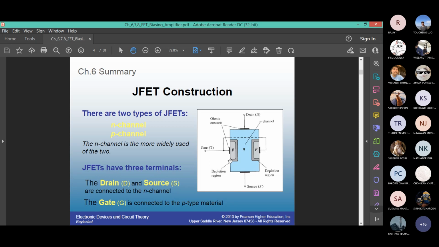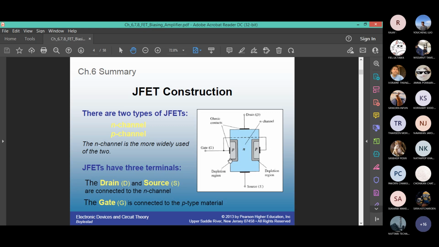In BJT, you have NPN or PNP. In this one, the main structure is either N-type or P-type. We call this the channel. And the other type is connected with ohmic contacts. Displayed in front of you is an N-type JFET, N-channel JFET. The 3 terminals, gate, source, and drain, are connected with an ohmic contact.